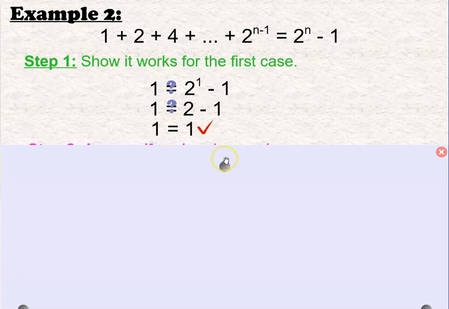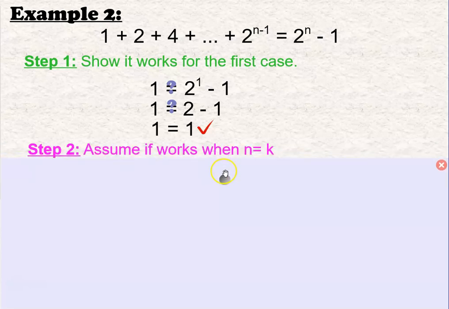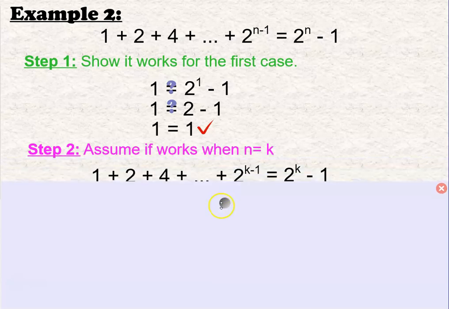Second term, or second step, even easier. Just assume that this whole statement we have up at the top is going to be true when we replace the generic n with a very specific k. So I just rewrite it, replacing every n with a k.